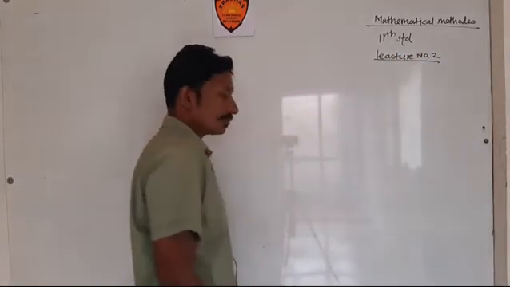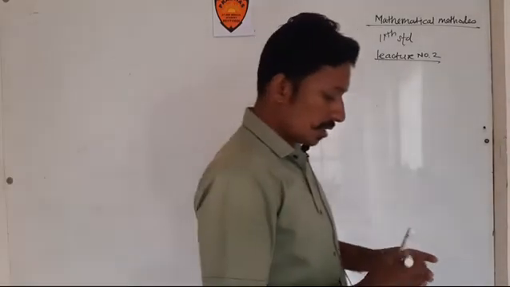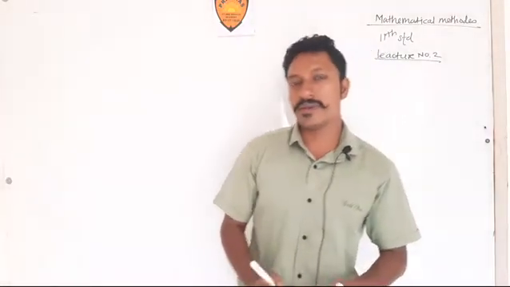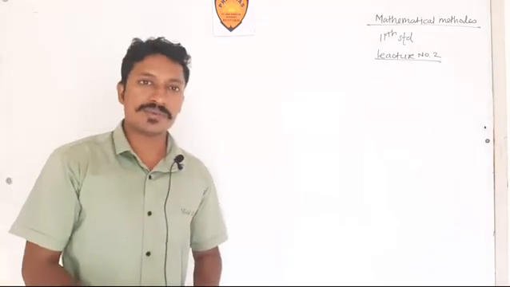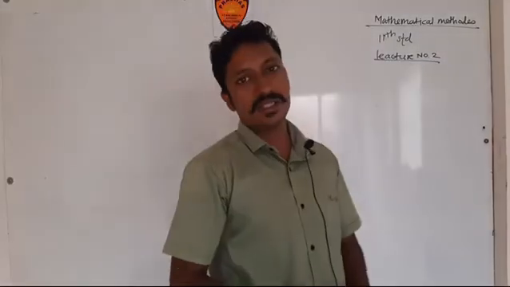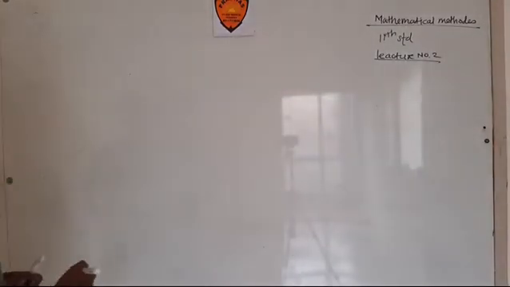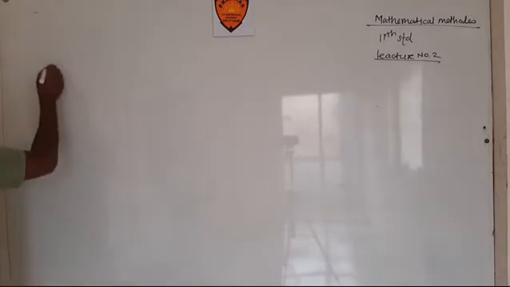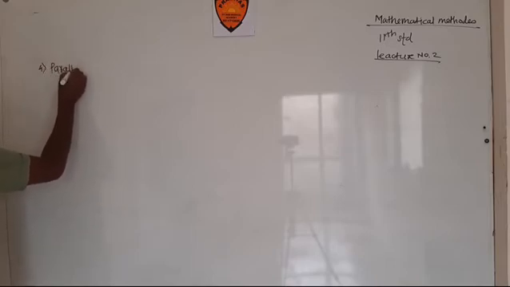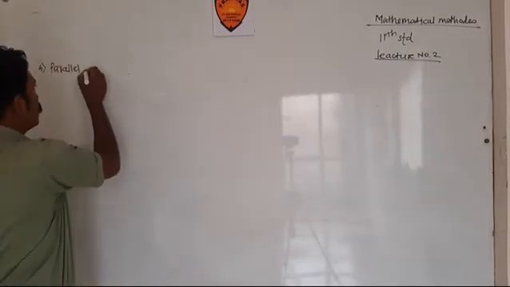Okay students, in the last lecture we studied the types of vectors. First are equal vectors, representation of a vector, negative vectors, that is opposite vectors, and the null vector, that is the zero vector. Next one is parallel vectors.